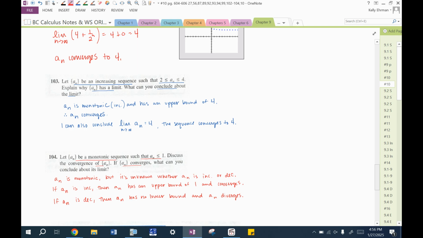So if A sub n is increasing, that means it's monotonic. And we see that there's an upper bound. The terms will never exceed 4. So that fits theorem 9.5, which means that the sequence converges. And then what can I conclude about the limit? Because this is an increasing sequence and the upper bound is 4, I can conclude that the sequence converges to 4.